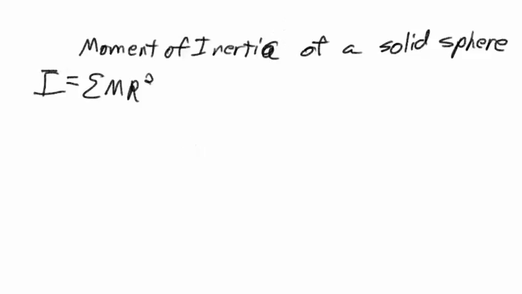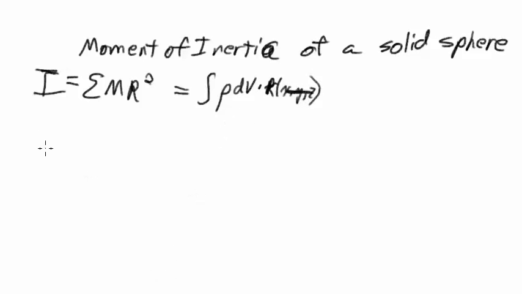Alright, in this video I'm going to find the moment of inertia of a solid sphere, which is I equals the sum of mr squared, or in this case it's going to be the integral of rho dV, that's the mass, times the differential volume element, and the density times the differential volume element, and then we're going to multiply that by r squared, which is going to be r of x, y, z, or whatever variables we stick in here.